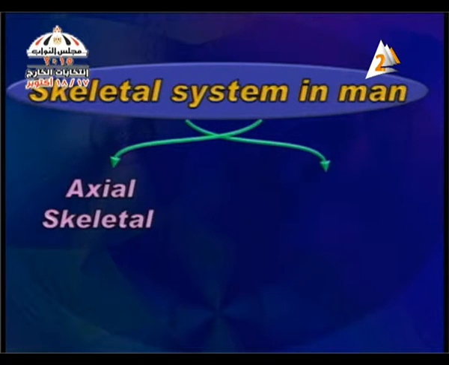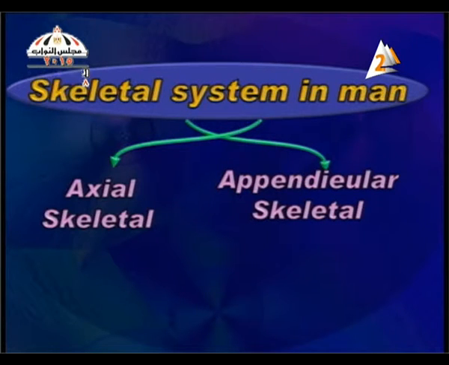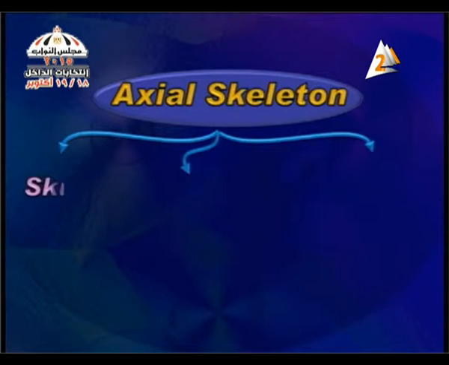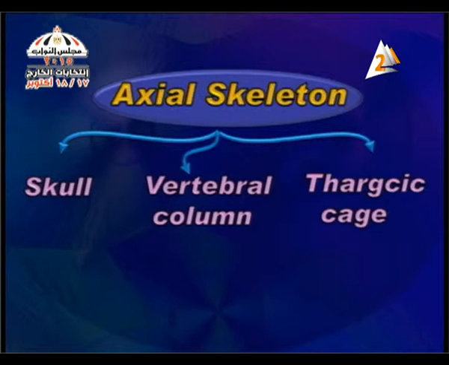Axial skeleton and also appendicular skeleton. The axial skeleton divided into three main parts, which are skull, vertebral column, and thoracic cage.